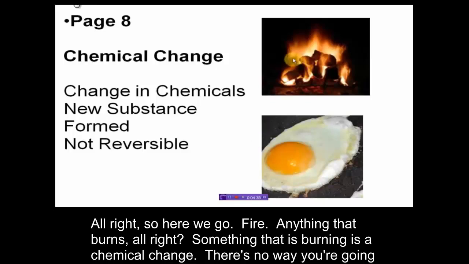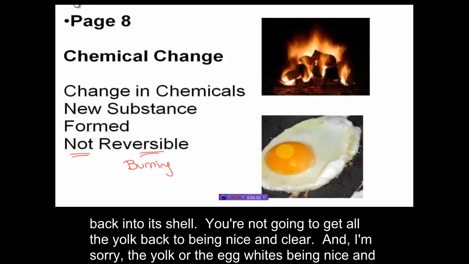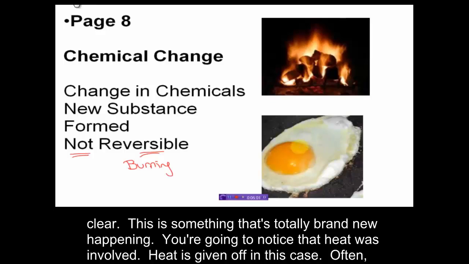Fire, anything that burns, all right? Something that is burning is a chemical change. There's no way you can get that wood back to its original form. It is not reversible. We're talking about these are permanent. All right? You cannot get this egg back into the shell. You're not going to get the egg whites back to being nice and clear. This is something that's totally brand new happening.